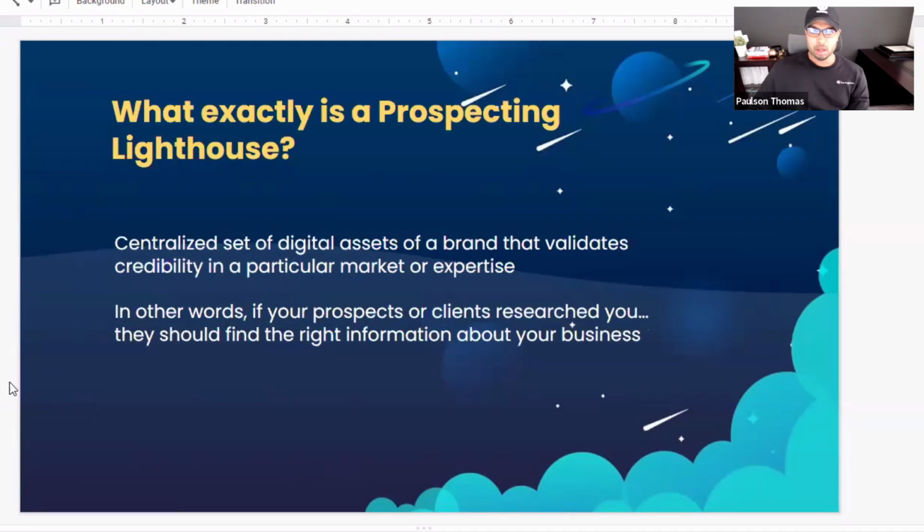Okay, so let's talk about what exactly a prospecting lighthouse is. It's a centralized set of digital assets that you want to set up for yourself organically, in case the clients that you have or your prospects were to research you or look you up, they find the right information about you. You don't want them to just go find any information, especially some of you have multiple industries.